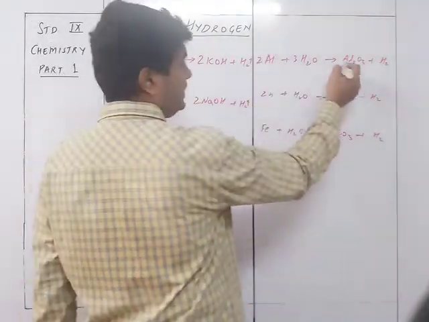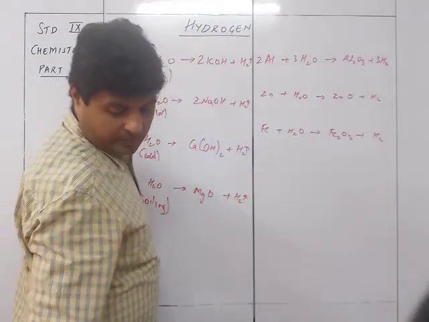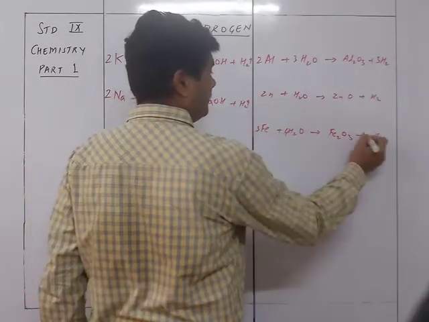So this 2, 3, 1, 3, and 1, 1, 1, 1, 1, and 3, 4, 4, 3, 4, 1, 4.